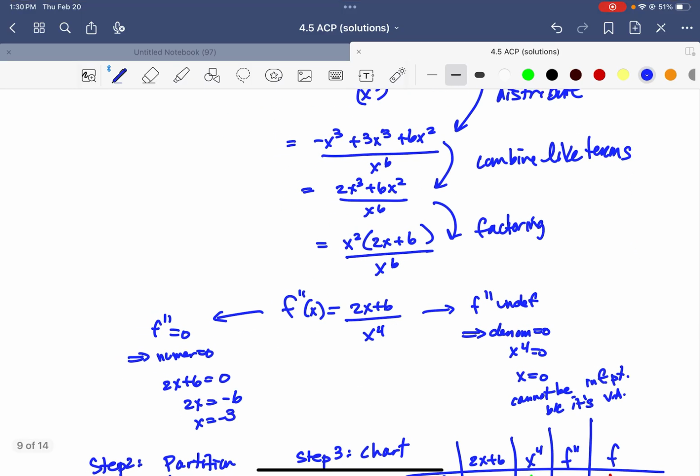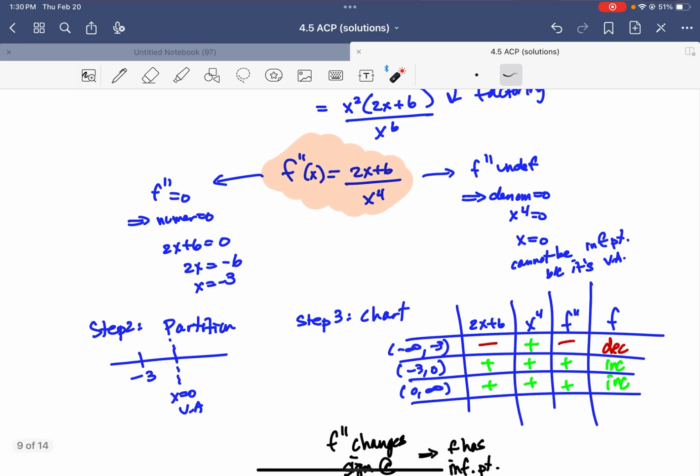So now we cancel some stuff out, and this is the form of the second derivative that we will use. So we find out that -3 and 0 seem like they're going to be critical values, but remember, 0 is a vertical asymptote. So when I draw that thing, I'm going to make sure that at 0, it's clear it's a vertical asymptote. So it cannot be an inflection point.